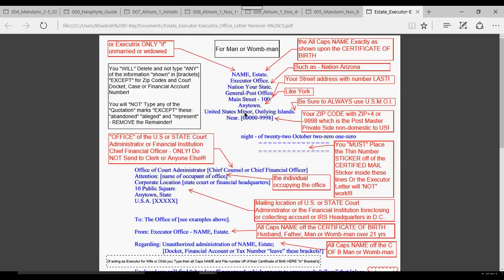All right, put the United States minor outlying islands, or you can put, once again, the particular territory of your indigenous ship. As you see here, on the night of 22 October 2010, you can put today's date, 02/29/2016. You can come down and see Office of Court Administrator, Chief Counsel, or Chief Financial Officer.